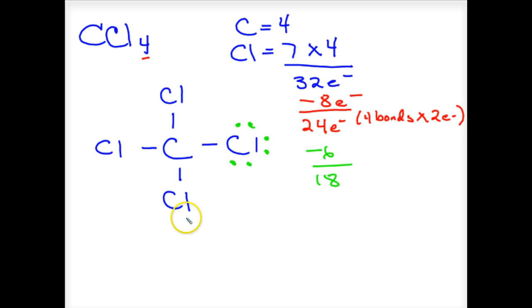Well, I have 3. They're all going to take 6, so I can kind of cheat. There's 1, 2, 3, 4, 5, 6. Now I have 12. 1, 2, 3, 4, 5, 6. Now I have 6 left. 1, 2, 3, 4, 5, 6. I've satisfied the octet. I've used up all of my electrons. I'm good to go.